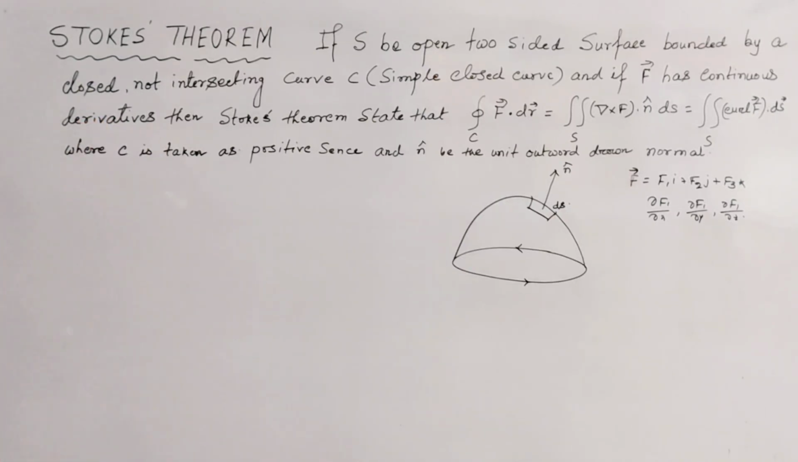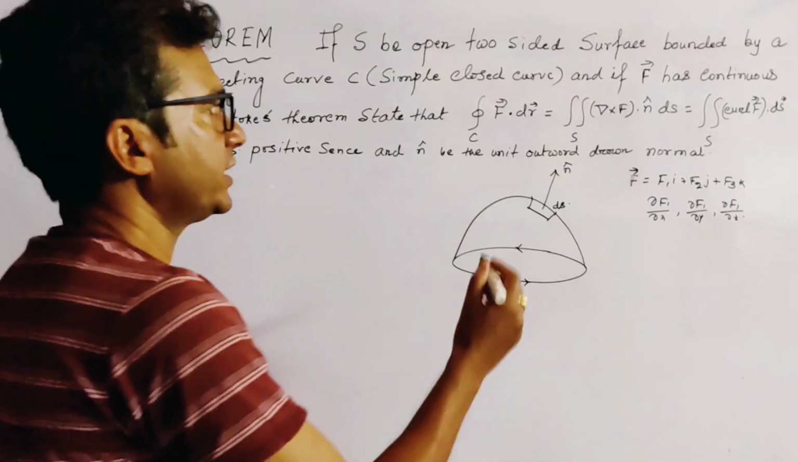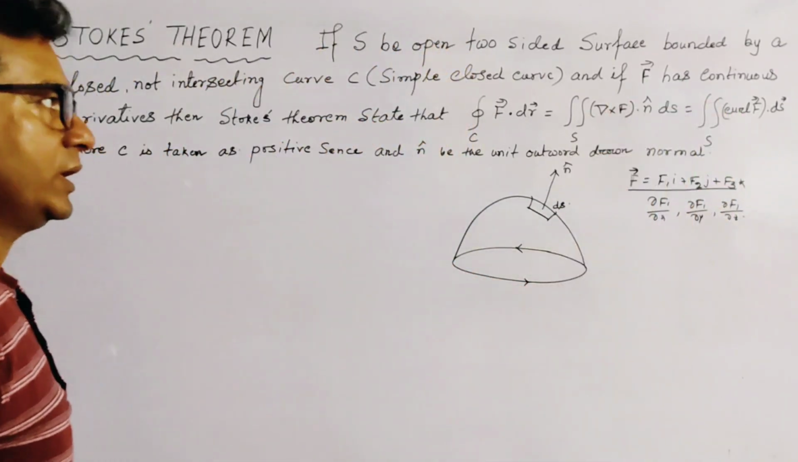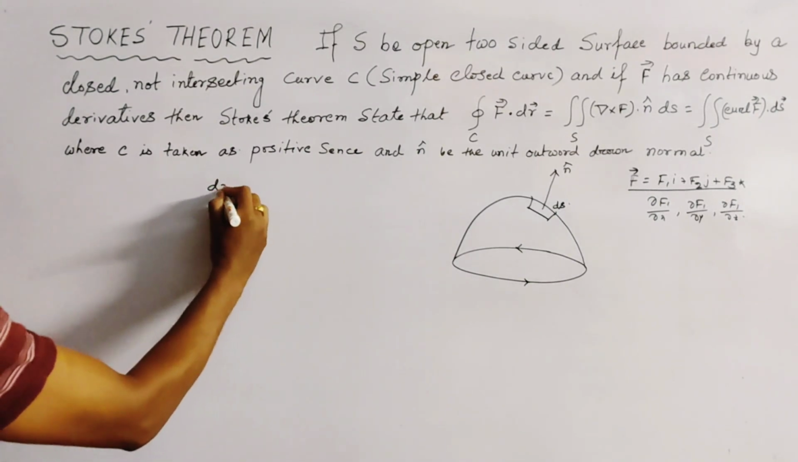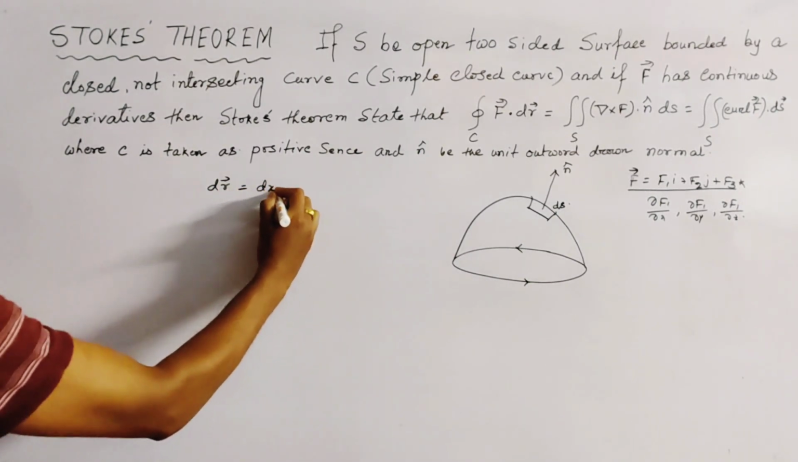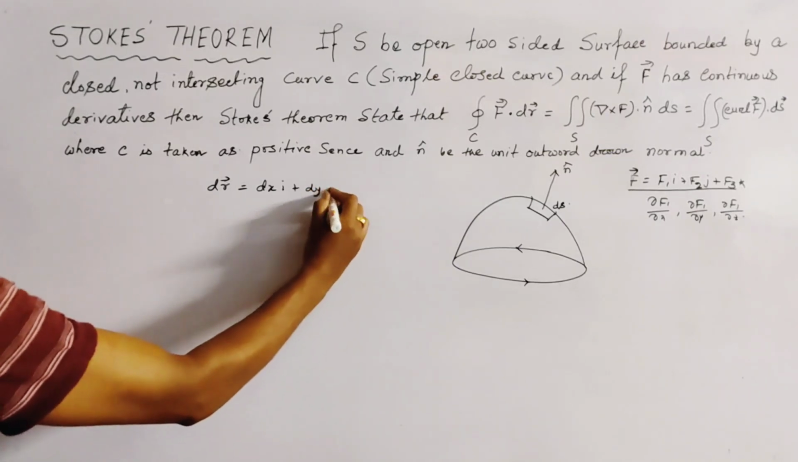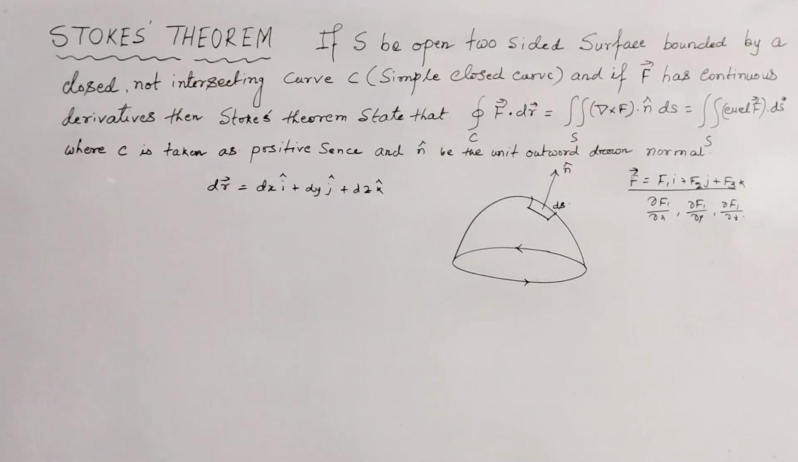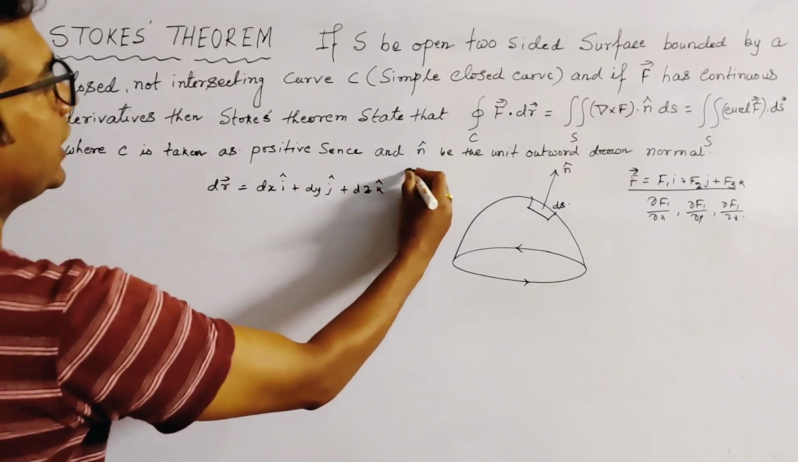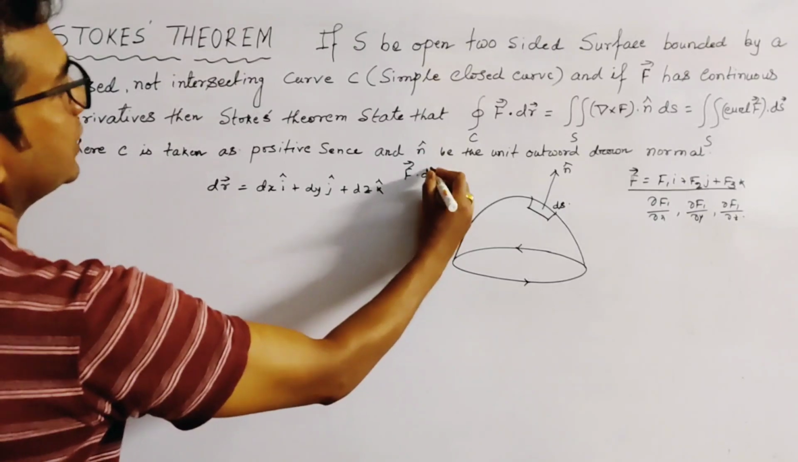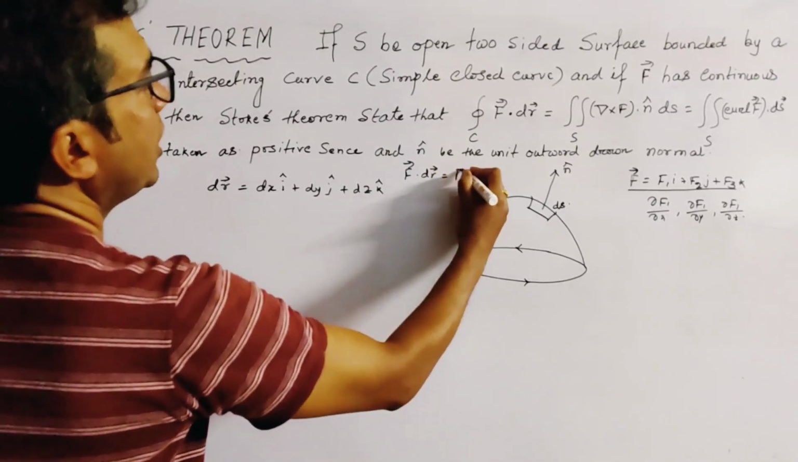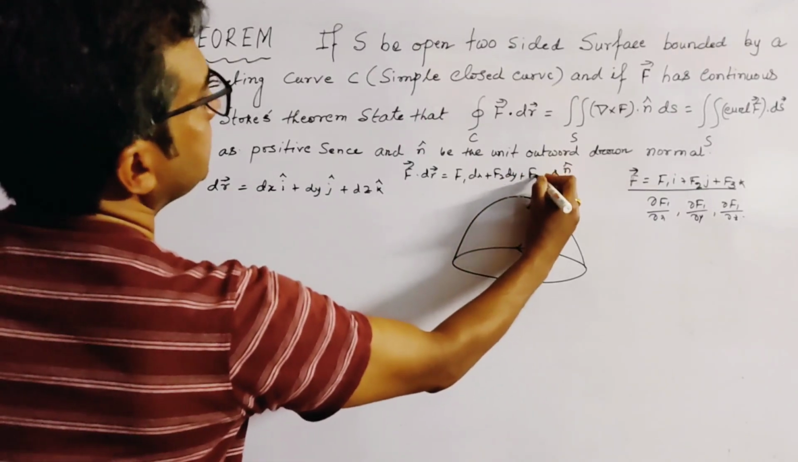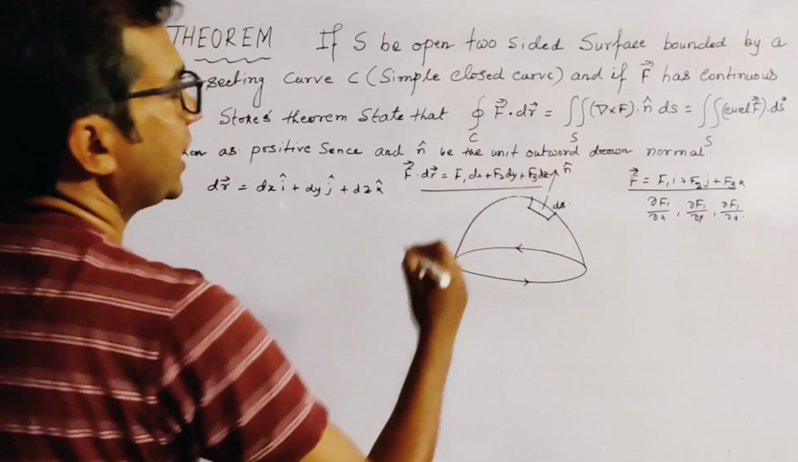Now here we take f equal to f1 i plus f2 j plus f3 k. Now dr means dx i plus dy j plus dz k, where these are i cap, j cap, k cap. Then f dot dr means f1 dx plus f2 dy plus f3 dz. This is f dot dr.